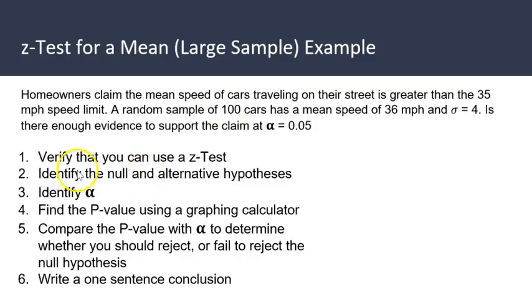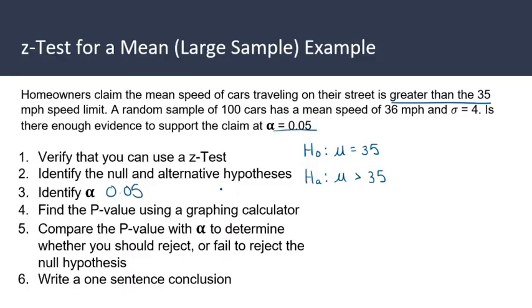So we need to identify our hypotheses. Okay, the claim is that the mean speed, the average speed, is greater than 35. That's what those people think. Okay, so our null hypothesis, remember, always has to be equal. So we're going to say that the mean is equal to 35 as our null hypothesis. And then the claim that we're testing is that the mean is greater than 35. Okay, and our alpha is 0.05. They told us that right there in the question.